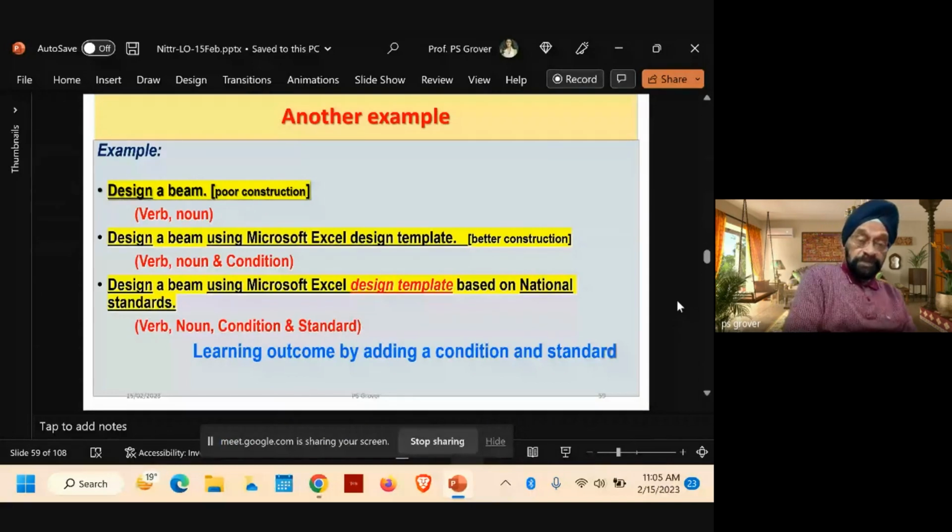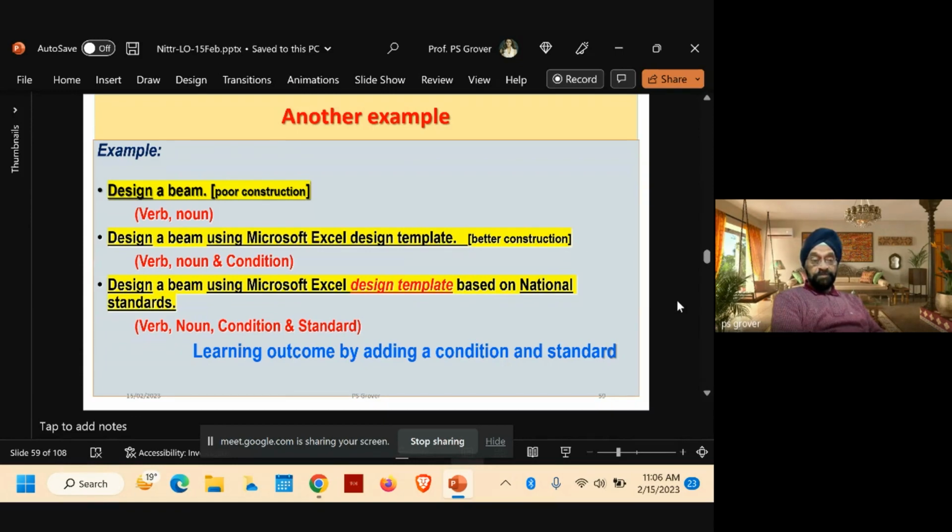Now we are discussing formulation of course outcomes. Take another example: design a beam. This has a verb and a noun. Now the student is confused about what to do, by what method, and with what accuracy. The student doesn't know this, so we say it's a poor construction. If you say design a beam using Microsoft Excel design template, it's a better learning outcome, because now the student knows the method he has to use. He has to design a beam using a method.